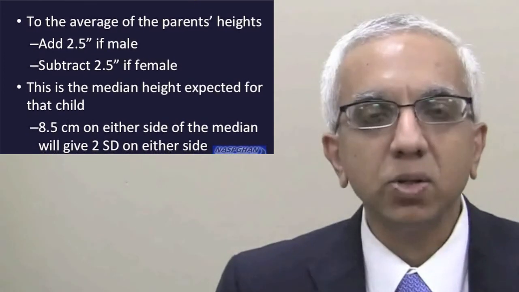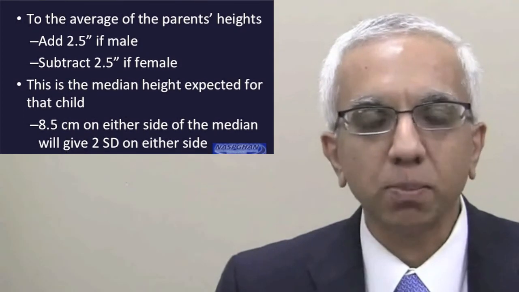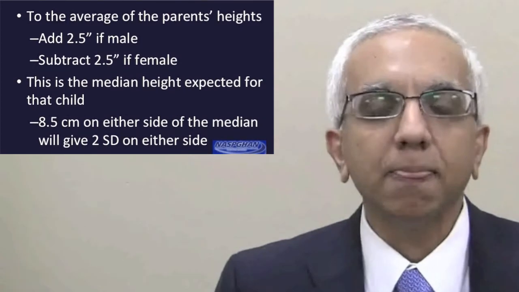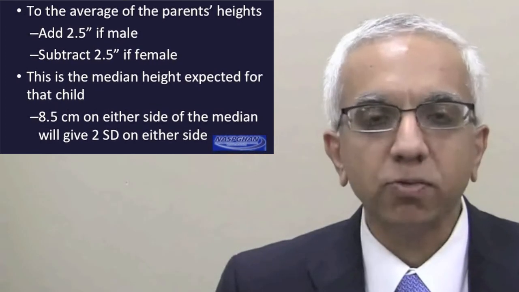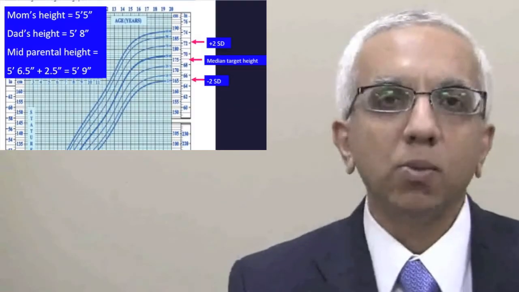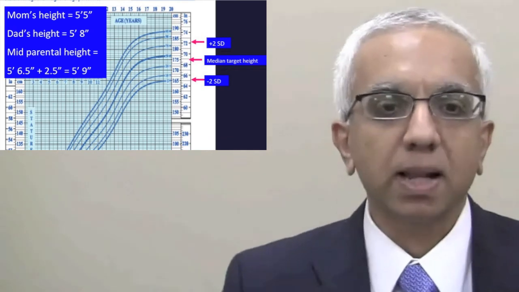This is the median height, or the 50th percentile, for where the child should grow. We then need to look at 2 standard deviations both above and below this number, and that is provided by adding and subtracting 8.5 centimeters. I will give you an example on the next slide.